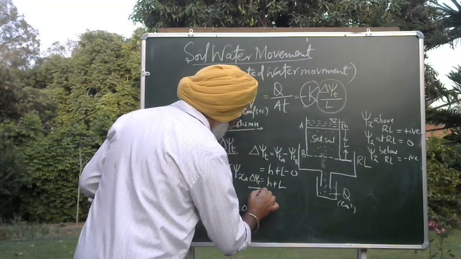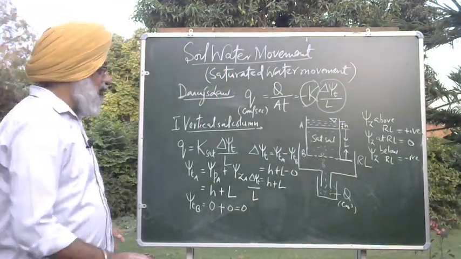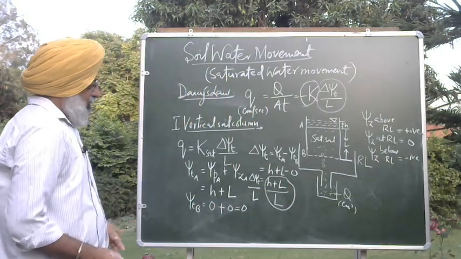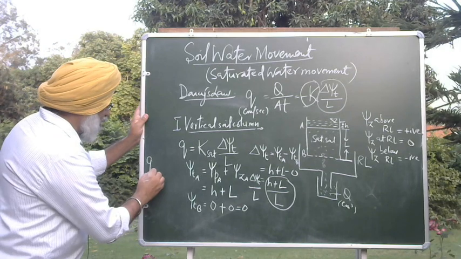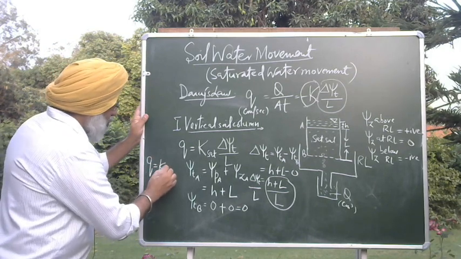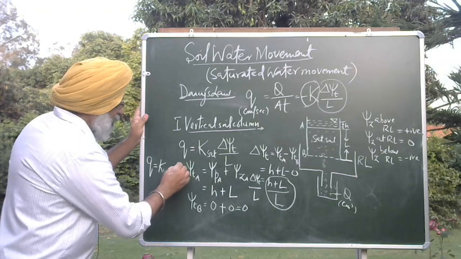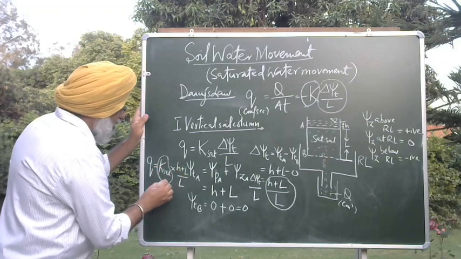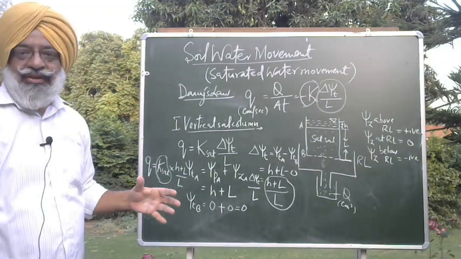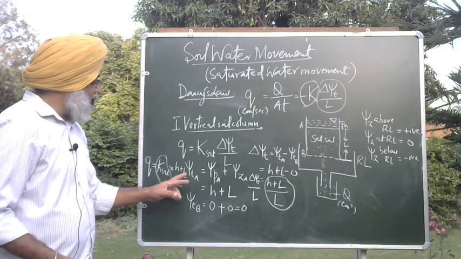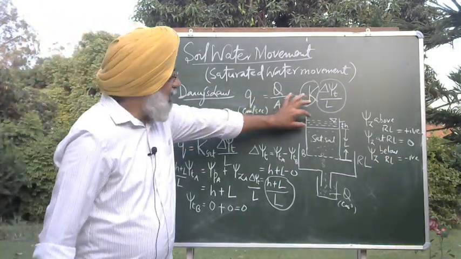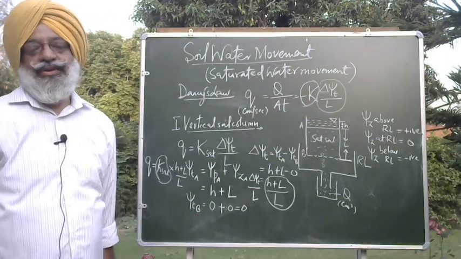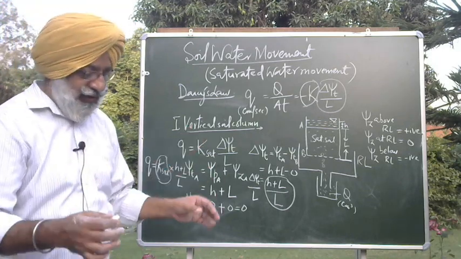When I divide it by L, per unit length of the soil column, this will become the hydraulic gradient. So here Darcy's law will be: flux of water equals hydraulic conductivity multiplied by H plus L over L. You must know this hydraulic conductivity because it will be a function of soil texture. So H plus L over L: whatever water you have maintained plus the length of the soil column, divided again by the length of the soil column. This is how you can calculate the flux in a vertical soil column.